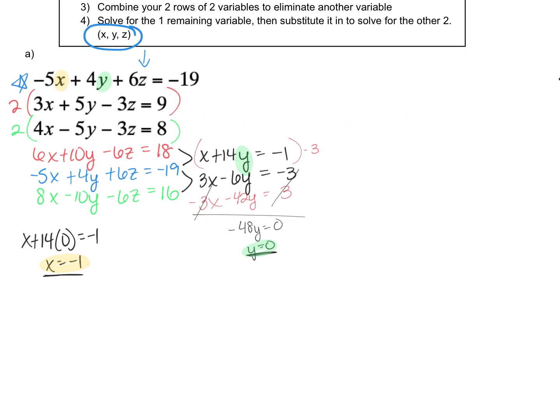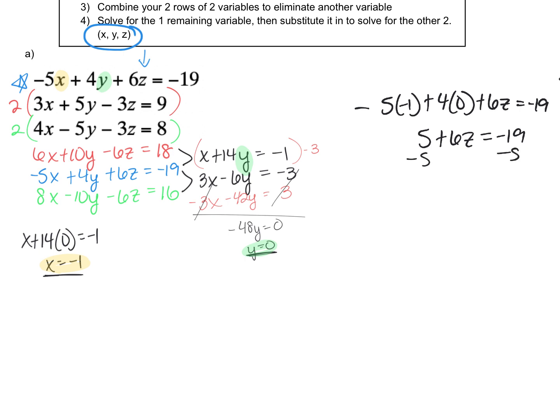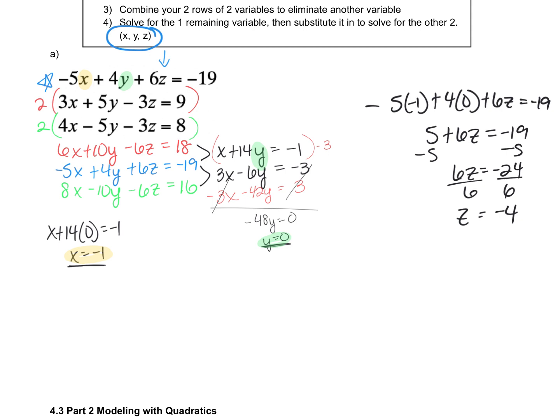So right off the side over here, we have negative 5 times negative 1 plus 4 times 0 plus 6z equals negative 19. So that's 5 plus 6z equals negative 19. Subtract 5. 6z equals negative 24. So z must equal negative 4. Okay, so now, like I said, they don't want you to write it as a parabola. They want you to just write it so your x comes first: negative 1, 0, negative 4.